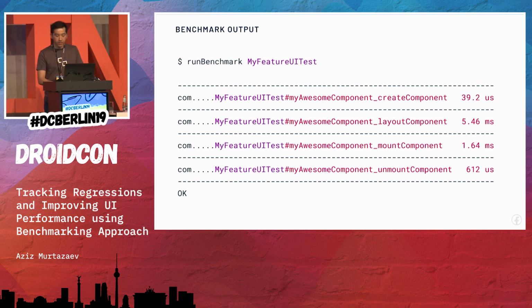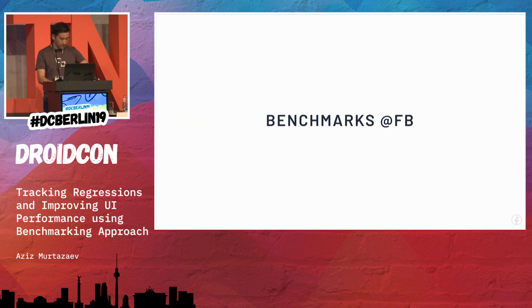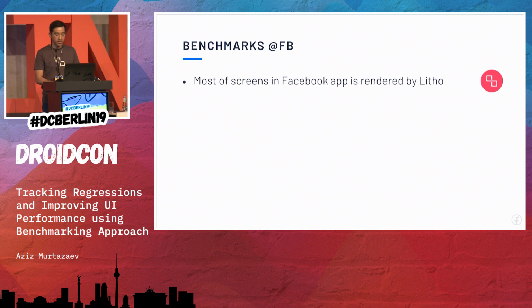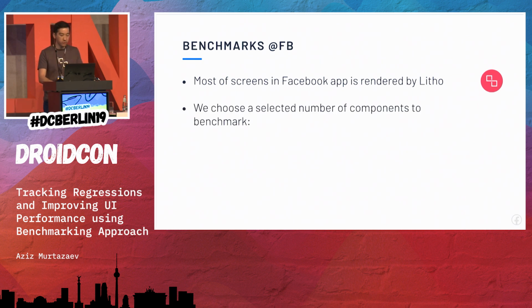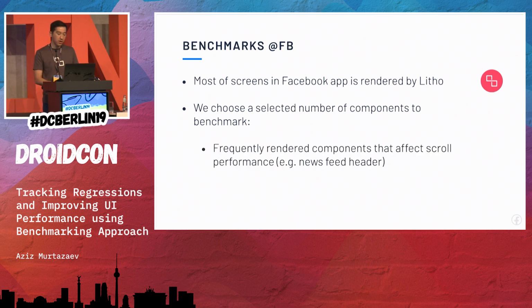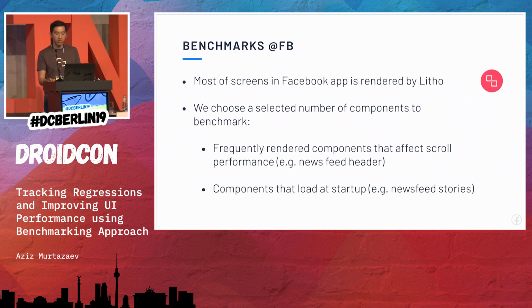So how we do benchmarks at Facebook. Most of the screens in the Facebook app are rendered by Litho, and we choose a selected number of components to benchmark. So how do we choose? Components that we frequently render and that affect scroll performance are good candidates for benchmarks. Also components that load at startup, like newsfeed stories, can be good candidates for benchmarks.